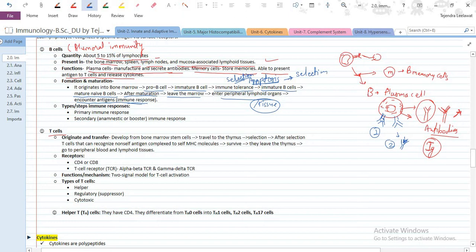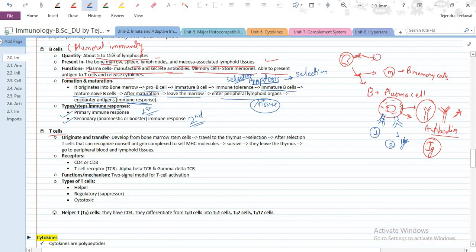Okay, so that was the immune tolerance. And the immune response: whenever they encounter the antigen, they start working, stimulating the immune system, and this is called the immune response. So, B cell types and steps of the immune response. B cells, as I told you, start the immune response, and there are two types of immune response: primary immune response and secondary immune response, which I already told you. The first response is called the primary immune response, and the second time we are attacked by the pathogen, that is called the secondary immune response.